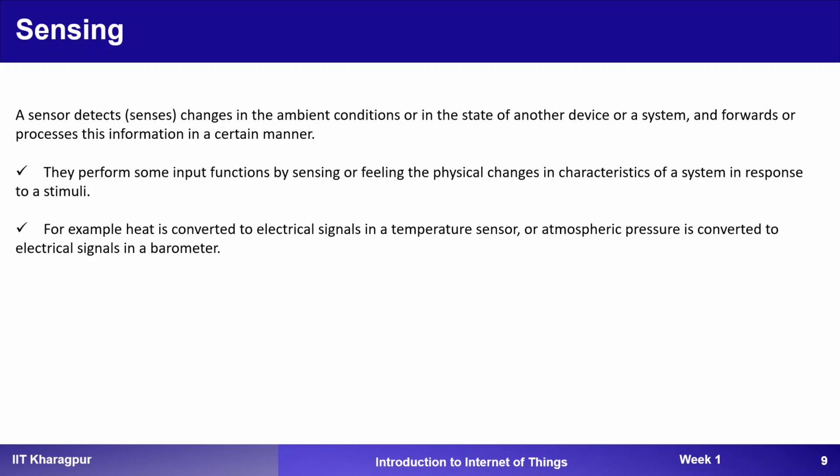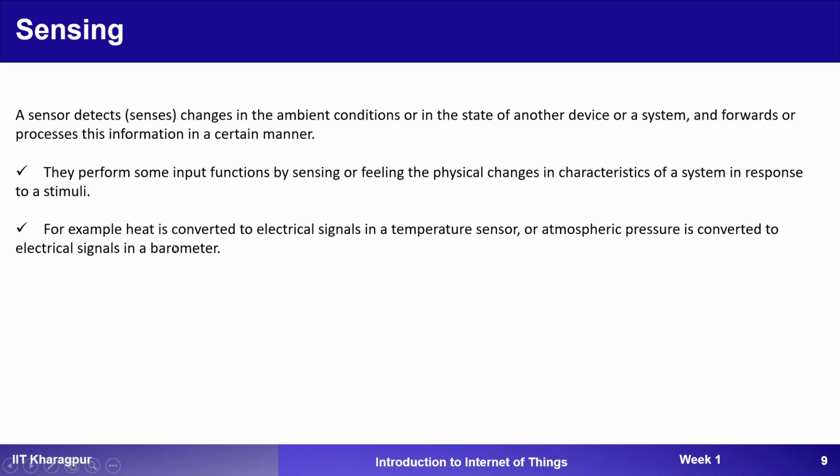And after that, once the sensing is done, either these sensors forward the data to some other device which will process the data, or they can process this information by their own also. They perform some input function by sensing or feeling the physical changes in the characteristics of system in response to a stimuli. For example, heat is converted into electrical signal in a temperature sensor, or atmospheric pressure is converted into electrical signal in a barometer.